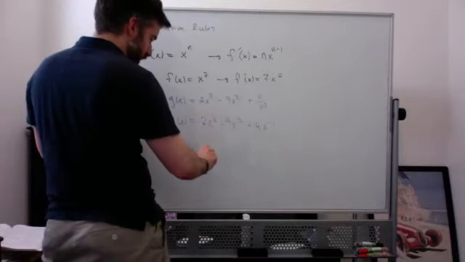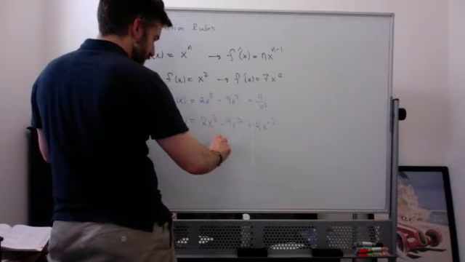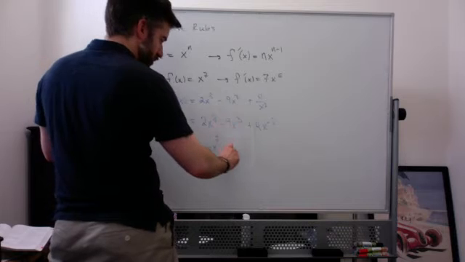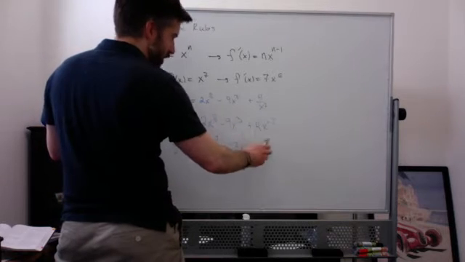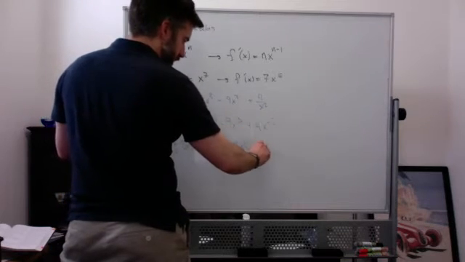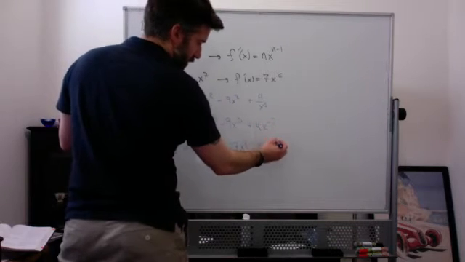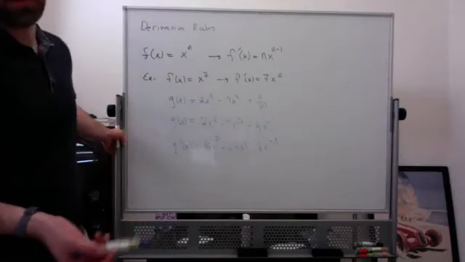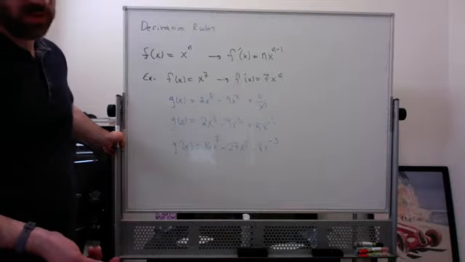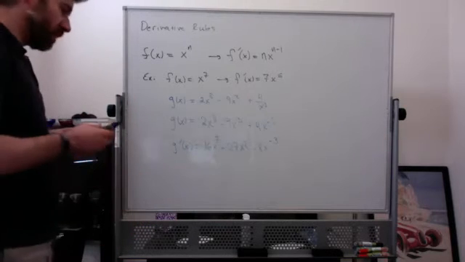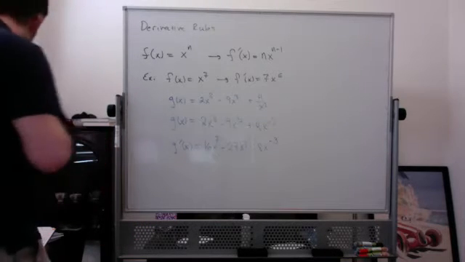8 times 2 is 16x to the 7th minus 3 times 9 is 27x squared. And then minus 2 times 4 is minus 8x to the negative 2 minus 1 is minus 3. So if we can write things as just powers of x, we can differentiate them very easily. But there are, of course, other functions that he has talked about.